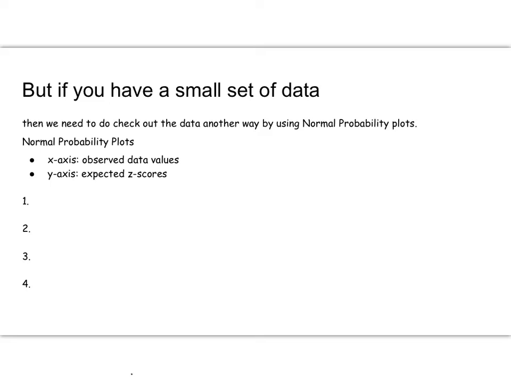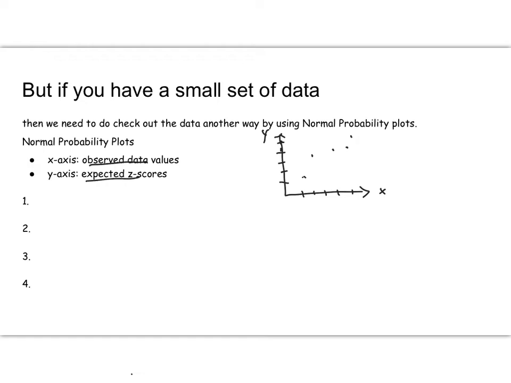All right, so a normal probability plot is a scatter plot of your data. On the x-axis, you would have whatever your data values are that you're looking at. Then you would calculate an expected z-score for those data values, and that would go on the y-axis. And you would plot the corresponding values, whatever they look like. So your x-axis is the observed data values, and the y-axis is the expected z-scores.